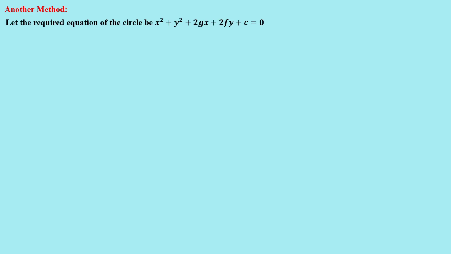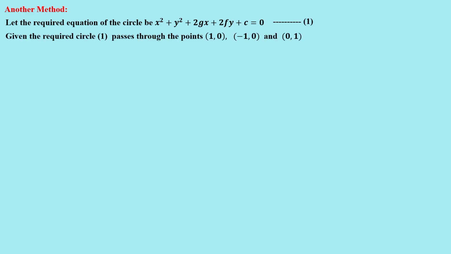So we are doing it in another method. Let the required equation of the circle be x² + y² + 2gx + 2fy + c = 0, the general form of the circle. That is equation number 1. The required circle passes through the points (1, 0), (-1, 0) and (0, 1). So these three points will satisfy equation 1. One by one we will substitute the values.